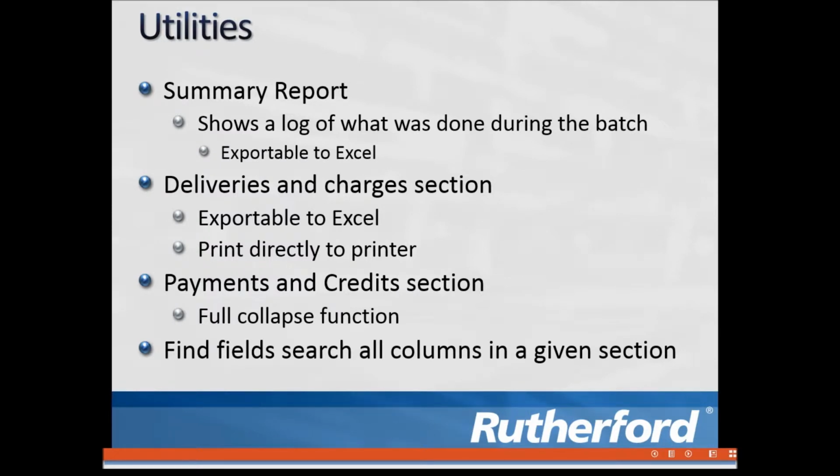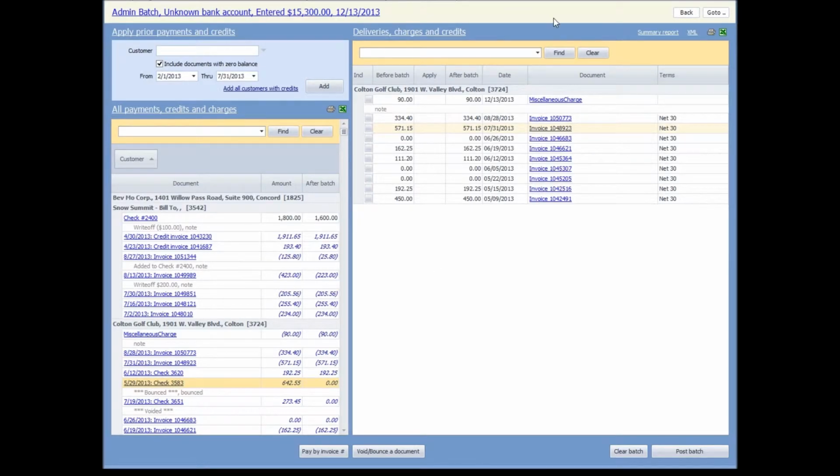In the Payment Central screen, there are a few functions that assist the user. There is a summary report that shows a log of what was done during the batch. The entirety of the Deliveries and Charges section can be printed or exported to Excel. We have discussed the full collapse function in the Payments and Credits section, and the Find fields search all columns in a given section. So first, the summary report.